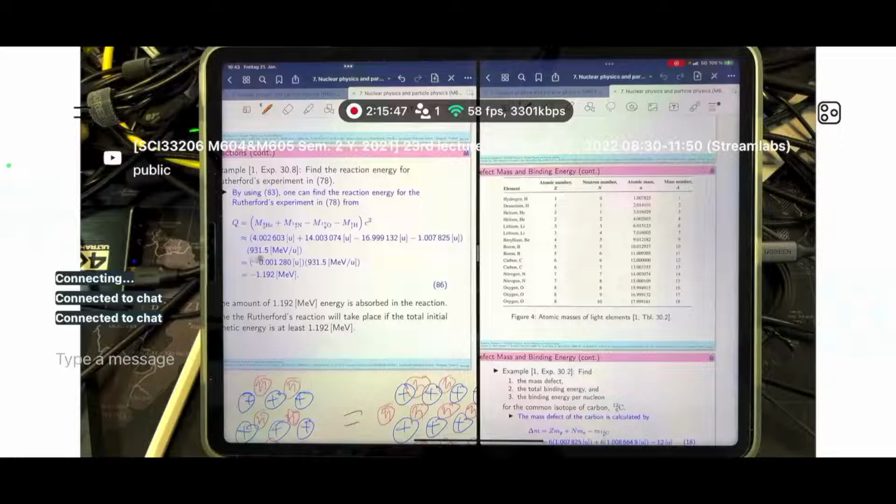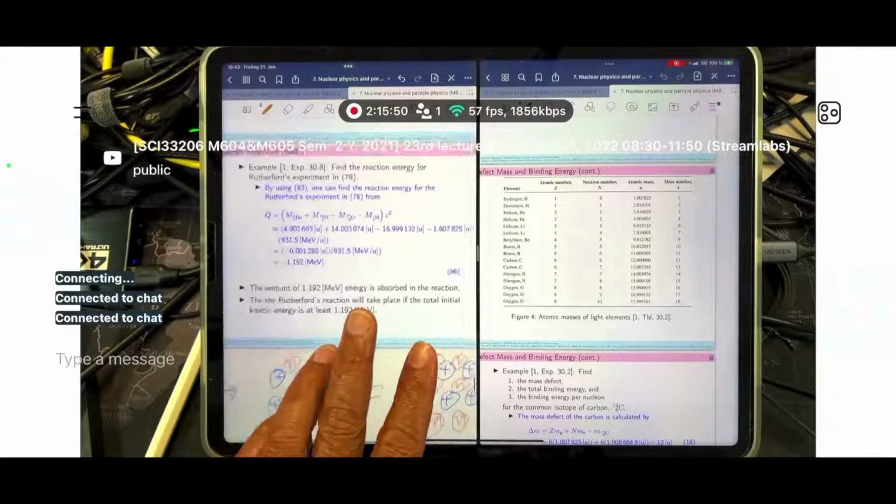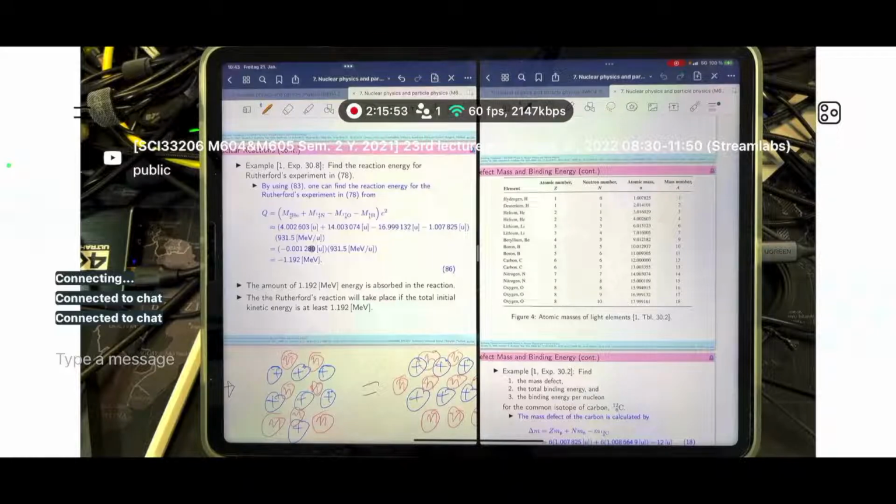Once you get the difference, it turns out to be a negative value. What is that? It means the outcome may have less kinetic energy than the input side. Once the mass difference is negative, it's no problem. We still multiply it by 931.5 megaelectron volt. Whatever amount you obtain from the mass, you get it like this in terms of energy.